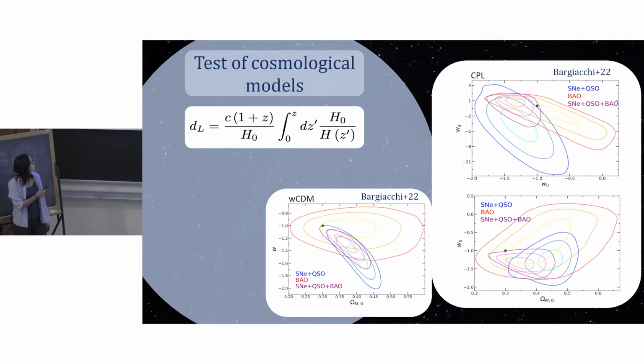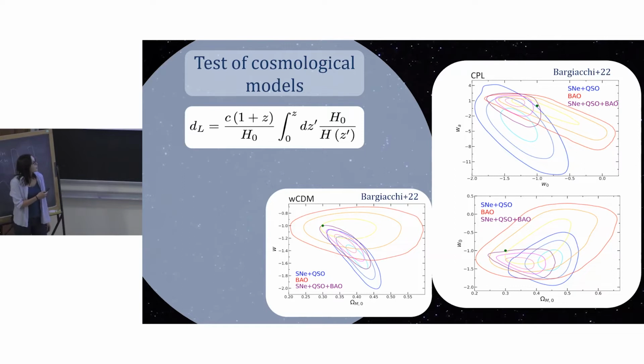So you see here, for example, that in the lambda CDM model, we have W, which is -1, and omega matter, which is 0.3. This is the density of matter in the universe. And so if we look at the contour, which is the blue one for supernovae and quasar, this point is a little more than 3 sigma distance.